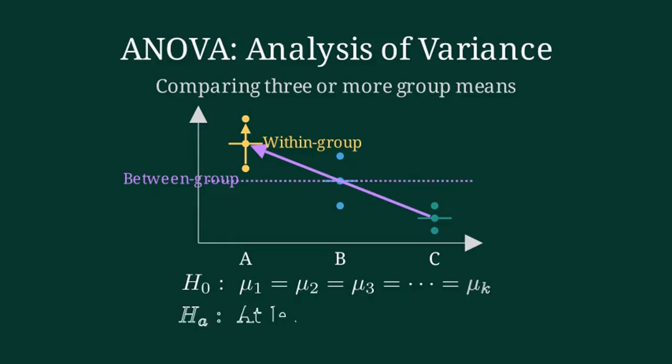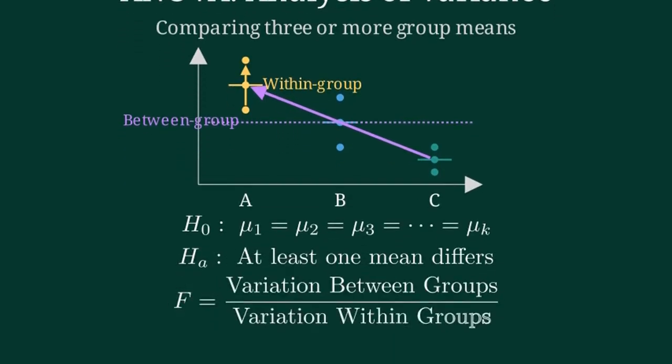We begin with two hypotheses. The null hypothesis says all group means are equal. The alternative says at least one mean is different. To make a decision, we compute the F statistic, which compares between group variation to within group variation.